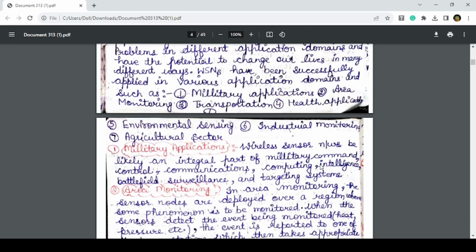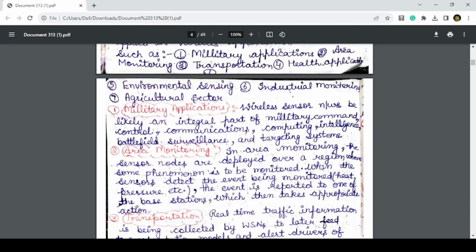First is military applications. Wireless sensor network is used for monitoring the enemies in military areas. It is an integral part of military command, control, communications, computing, intelligence, battlefield surveillance, and targeting systems.